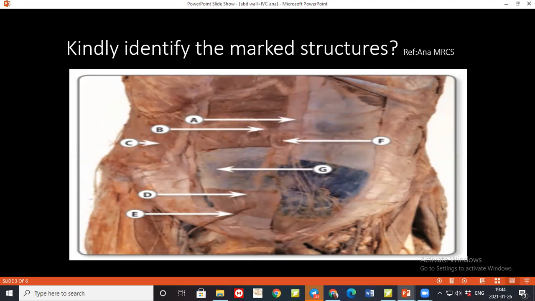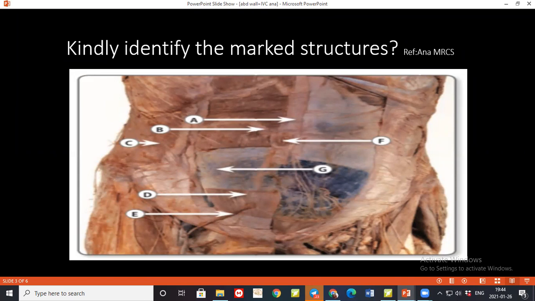B is the tendinous intersection. What are tendinous intersections? During development, the myotome. We'll revise.